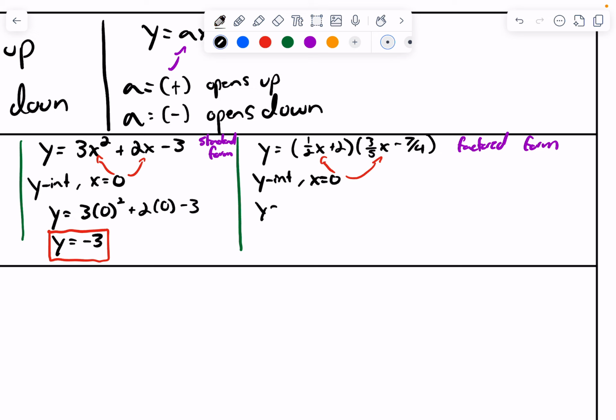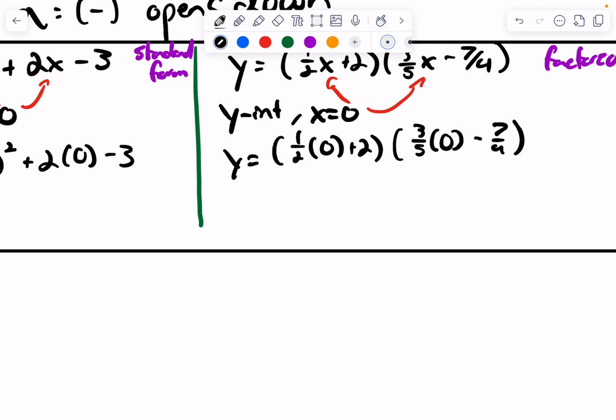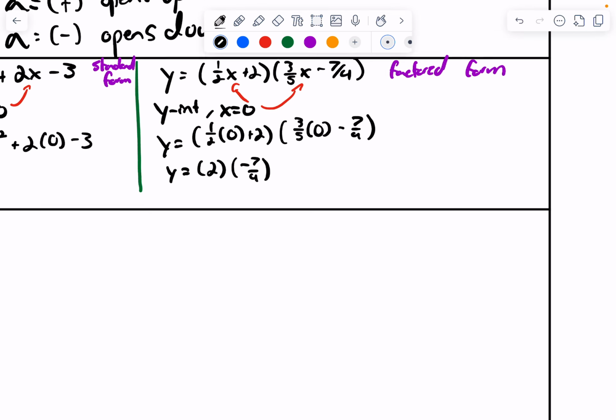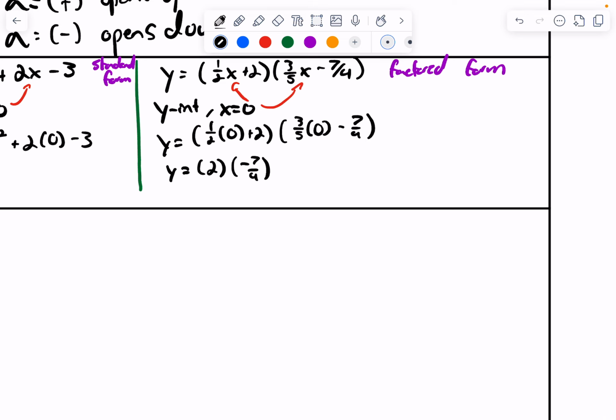So then evaluate. That's y is 1/2 times 0 plus 2, times 3 over 5 times 0, minus 7 over 4. Well, 1/2 times 0 results in that first bracket just being 2. And then the second bracket, 3 over 5 times 0, would result in this bracket being minus 7 over 4. Well, what is minus 7 over 4 times 2? That means your y-intercept, in this case, is equal to, well, let's do it. Minus 7 over 4 times 2 would be the same thing as minus 7 over 2. So it would be minus 7 over 2.